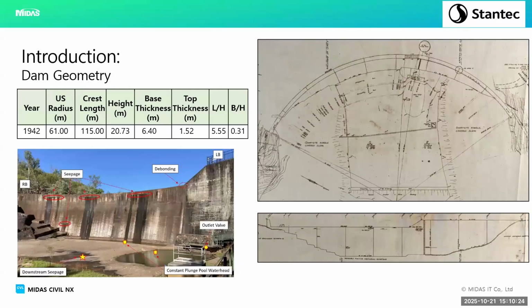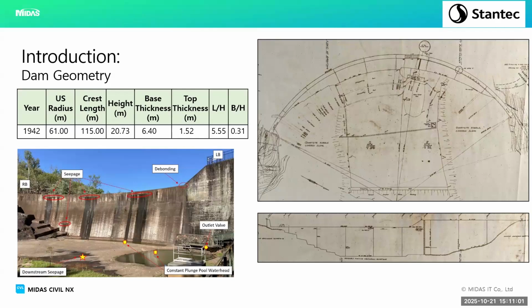It has an upstream radius of 61 meters, crest length of 115, approximately 21 meters in height, and a base of 6.4. So we look at some ratios, and the length to height ratio is a 5.5. They are generally accepted numbers, especially in the engineer's corp. It gives some guidance to that. And then the base width to height also gives us an idea of how we can expect it to behave.